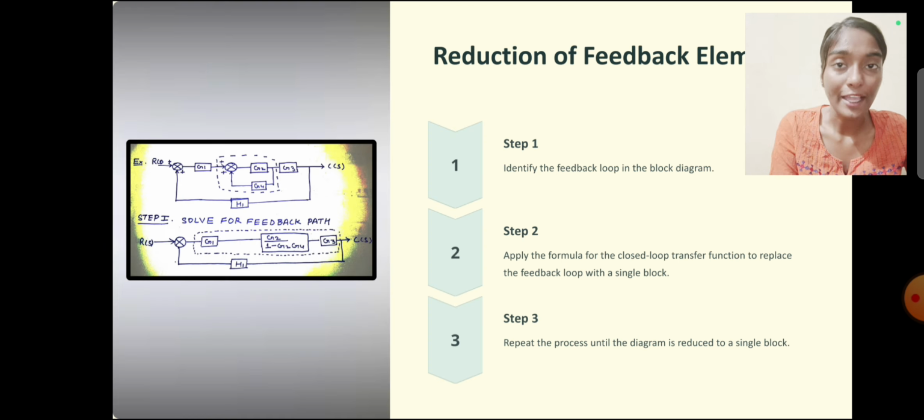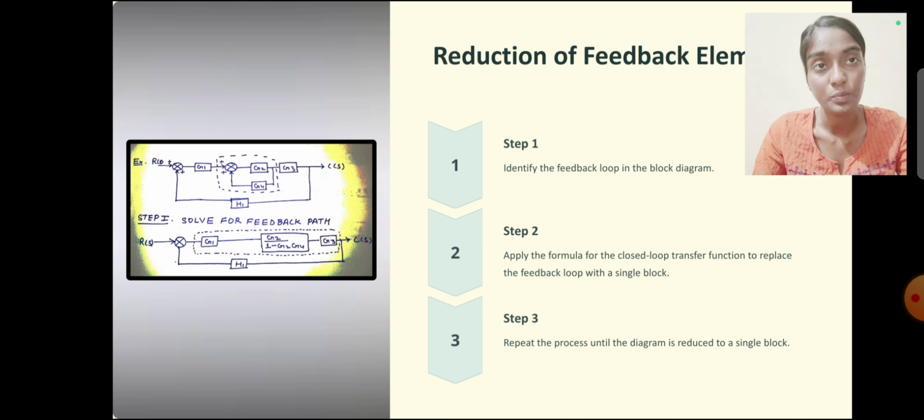Reduction of the feedback elements. Step 1. Identify the feedback loop in the block diagram. Step 2. Apply the formula for the closed loop transfer function to replace the feedback loop with a single block. Step 3. Repeat the process until the diagram is reduced into a single block.